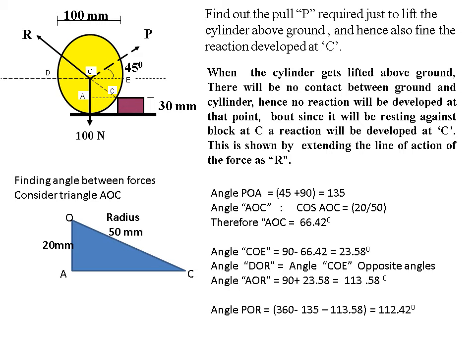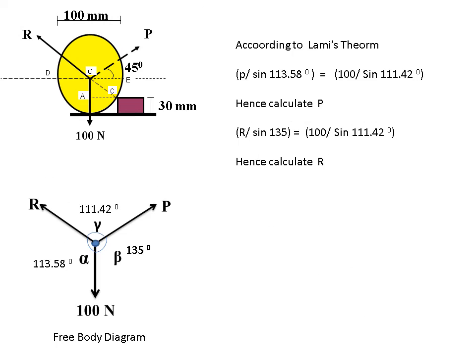Now the next task is quite simple. Here the same diagram is shown again. Now I am converting this diagram into a free body diagram. This is called a free body diagram. This is the force 100, this is P, this is R. This angle is 135, this is 111.42 and this is 113.58 degrees.